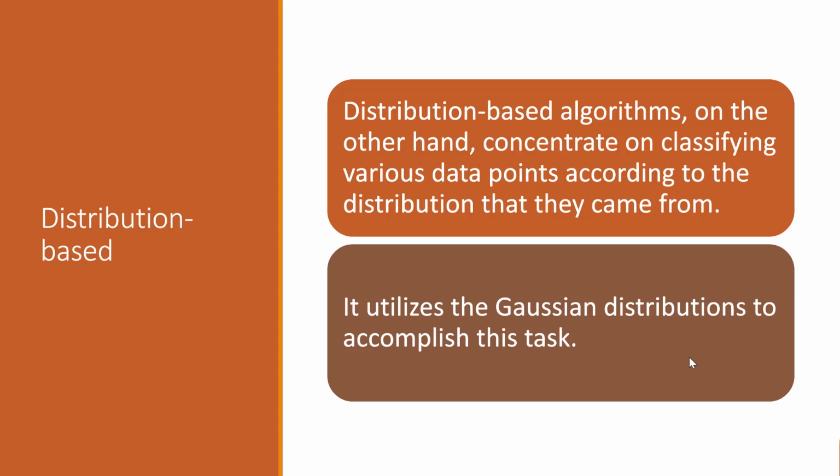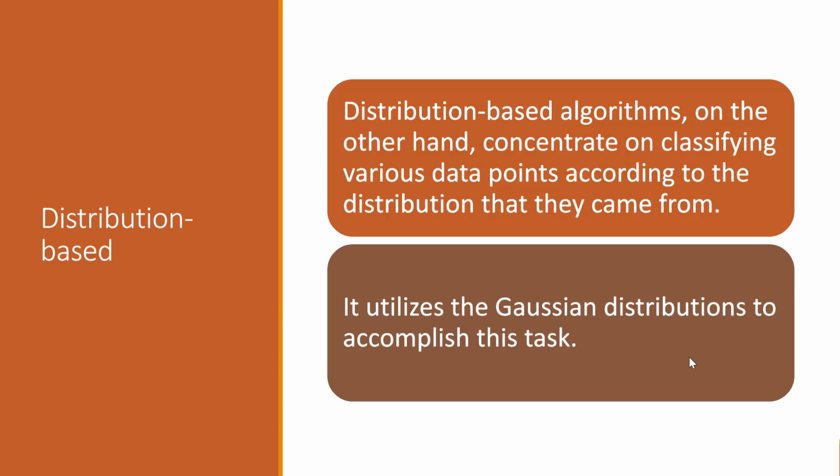Now let's move forward and discuss the next type, which is distribution based clustering. This type of algorithm, on the other hand, concentrates on classifying various data points according to the distribution that they came from, and it utilizes the Gaussian distribution to accomplish this task. Typically, in this, the plot's normal distribution sources determine how many clusters are created. Thus, this method ignores data points that appear to be far away from either of the sources.